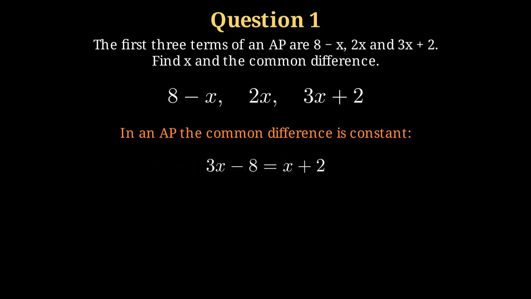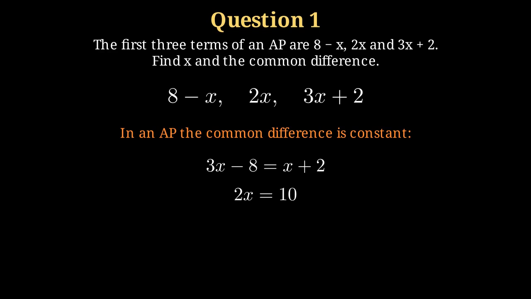Simplify each side. On the left, minus the bracket flips the signs. 2x minus 8 plus x gives 3x minus 8. On the right, 3x minus 2x is just x, so we have x plus 2.